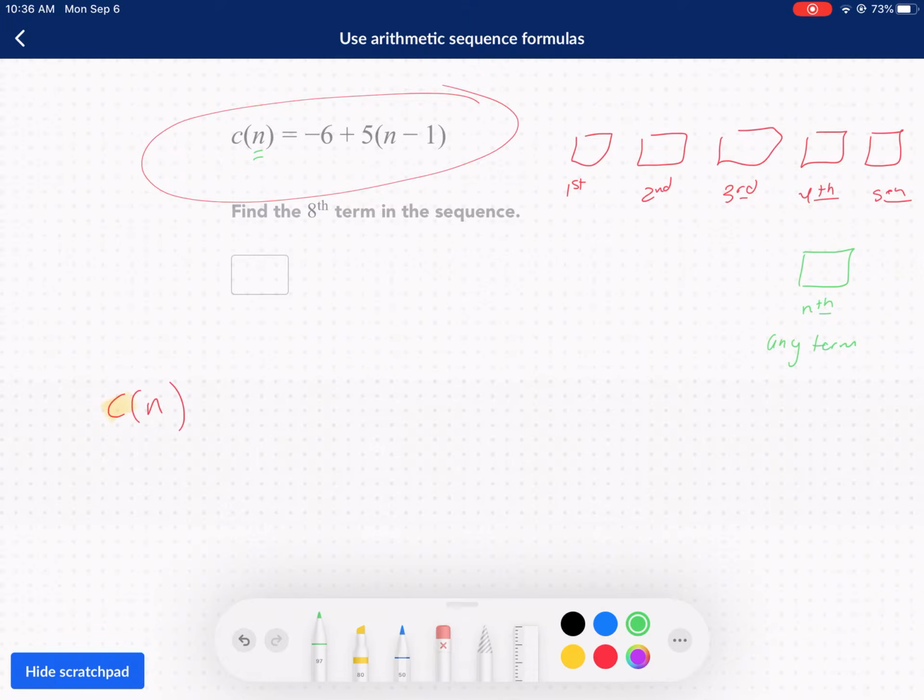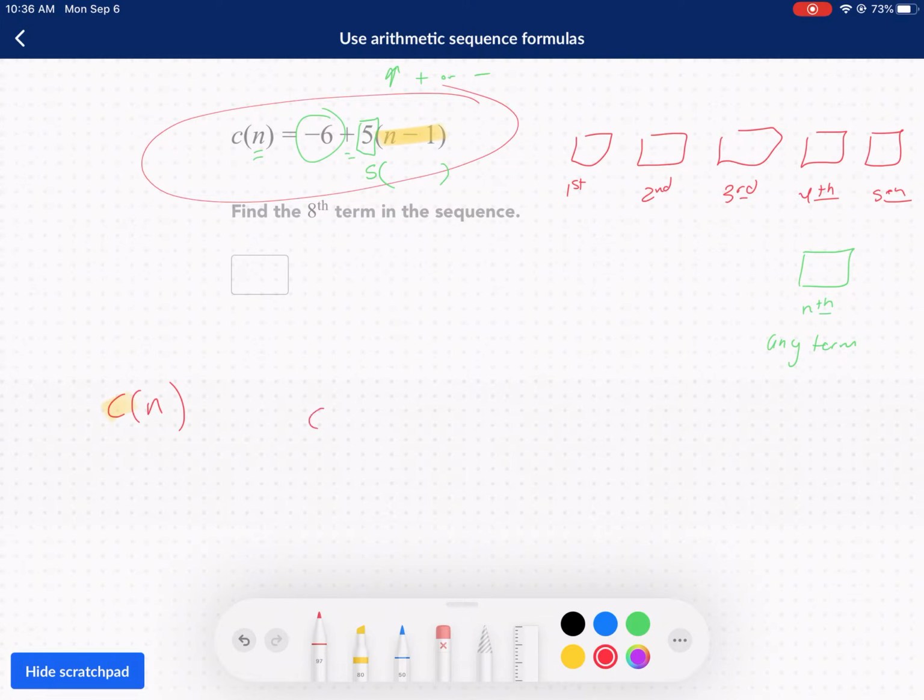And then we do something to that term. Now, what do we do to it? Well, the pattern, there's always a pattern, okay? In arithmetic, we're either adding or subtracting. So in this case, what are we doing? Well, we have this -6 that we're going to be adding to, and here we have 5 times whatever this n minus 1 is. So what is n minus 1? N minus 1 represents the previous term.